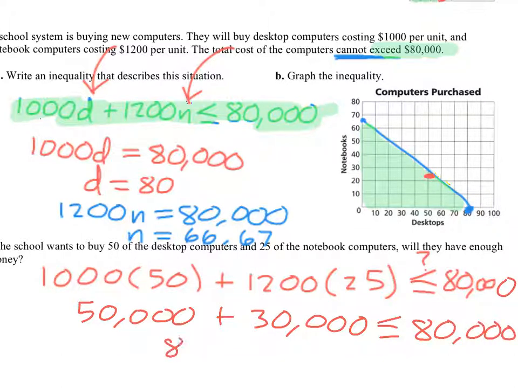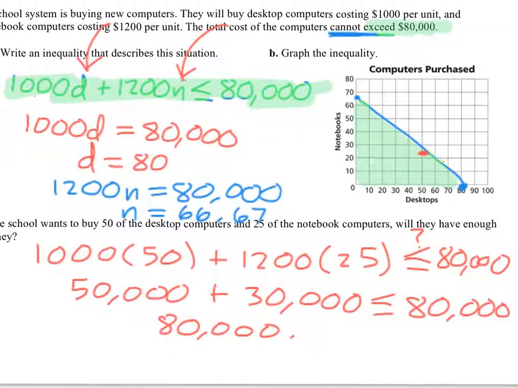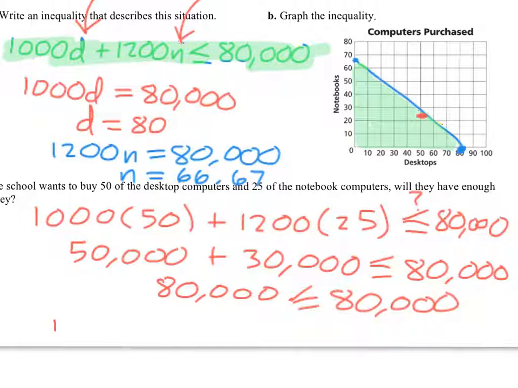So it looks like they're going to spend exactly the amount. They're going to spend the exact amount that they are allowed to. 80,000 is less than or equal to 80,000. So will they have enough? The answer is yes. So yes, they will have enough.